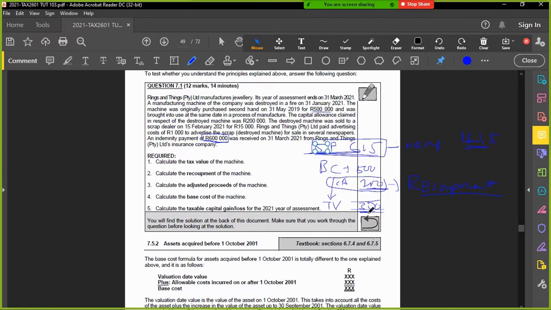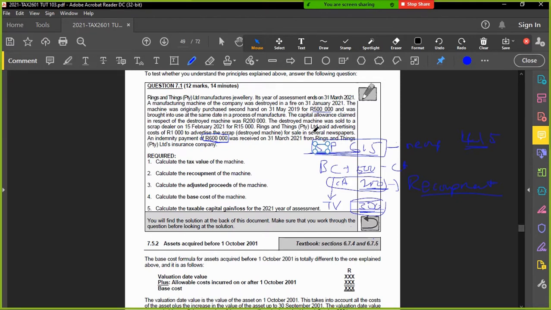And then I've got the base cost. The base cost would be 500 less the recoupment. Not recoupment, less the capital allowances, which is the tax value. There's the tax value, which is 300. Do you see that?